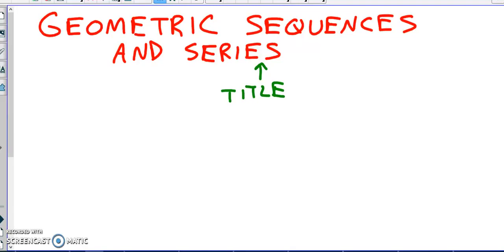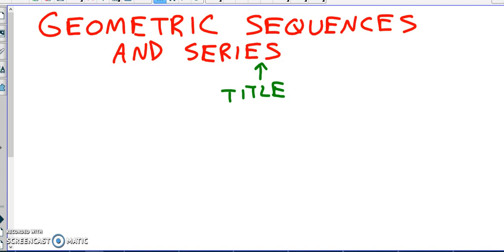Geometric sequences and series. A geometric sequence is a sequence in which each term after the first is obtained by multiplying the preceding term by a fixed non-zero constant, the common ratio. So basically, instead of adding a common difference like the arithmetic sequence did, this sequence has a multiplier. So it almost works like an exponential sequence. In fact, it pretty much does.